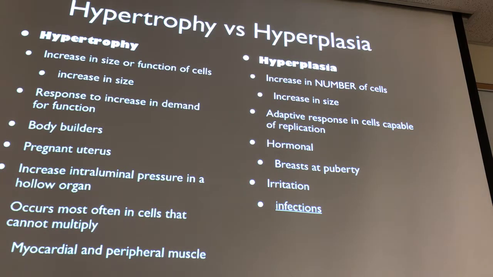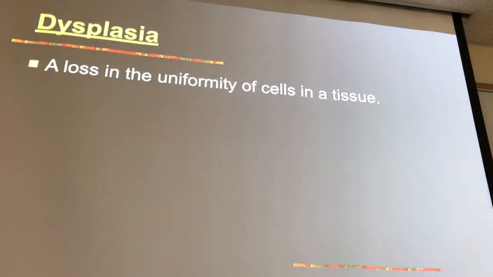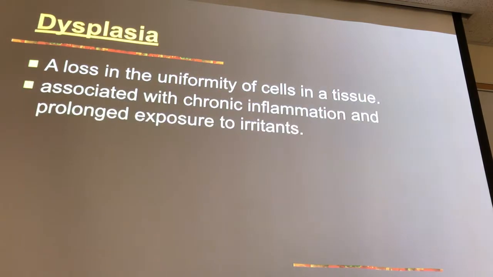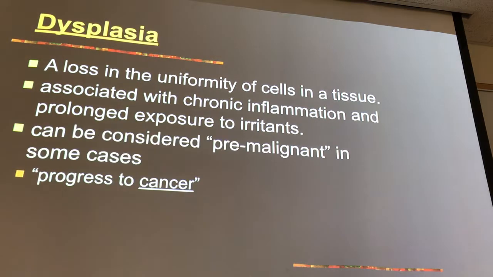So I put this together so you can compare the two because these are wonderful test questions. What is the difference between this kind of thing? Dysplasia, a loss of uniformity of cells in the tissue associated with chronic inflammation and prolonged exposure to irritants.